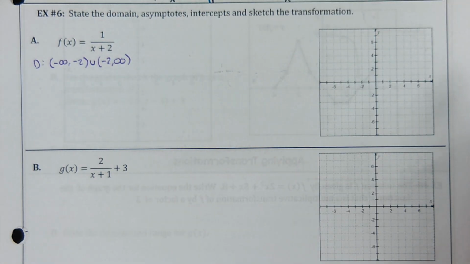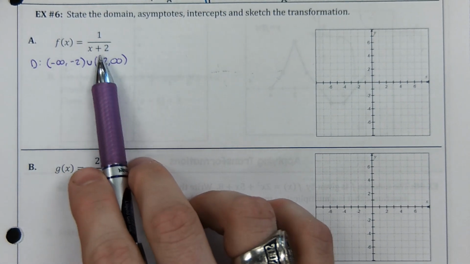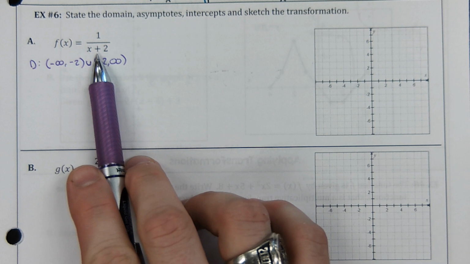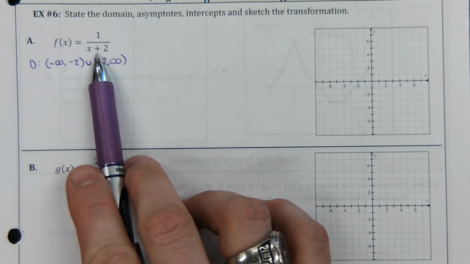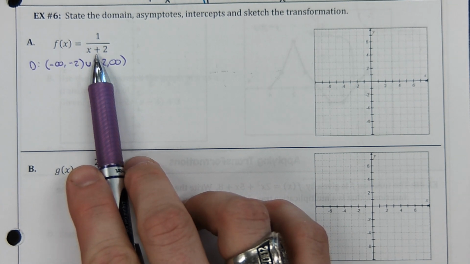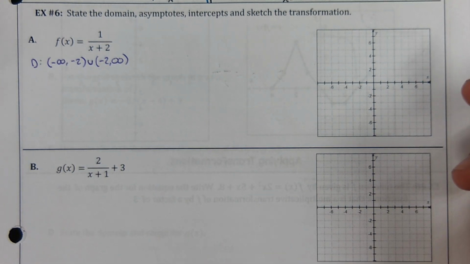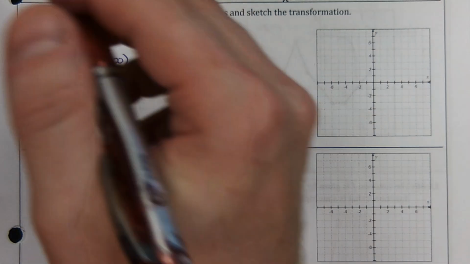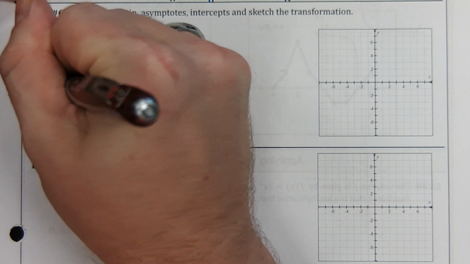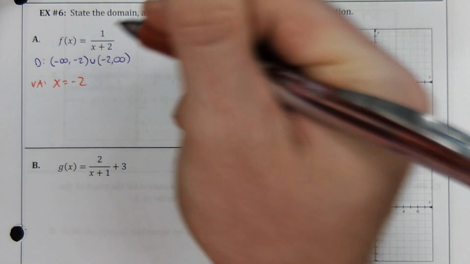Now let's talk transformations. There's supposed to be an x down here. Instead, there's an x plus 2. What kind of transformation is that? Shift left 2. That means your vertical asymptote, which was supposed to be at x equals 0, has moved over 2 to the left to x equals -2.